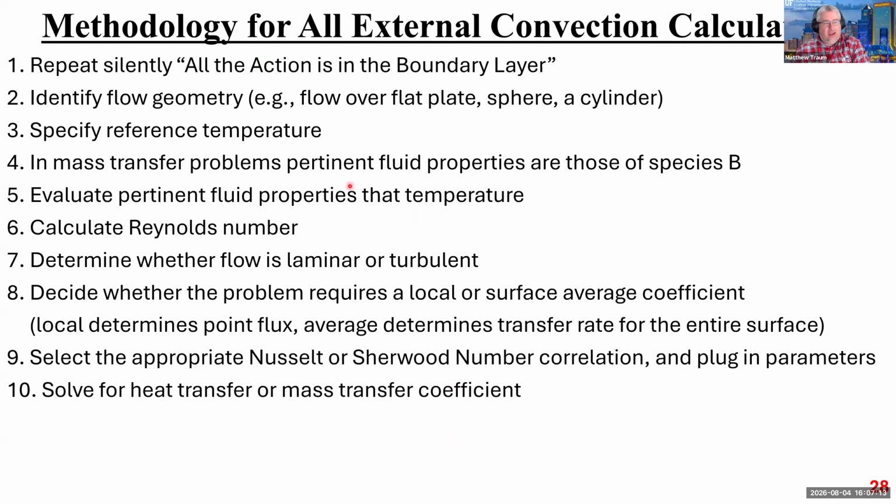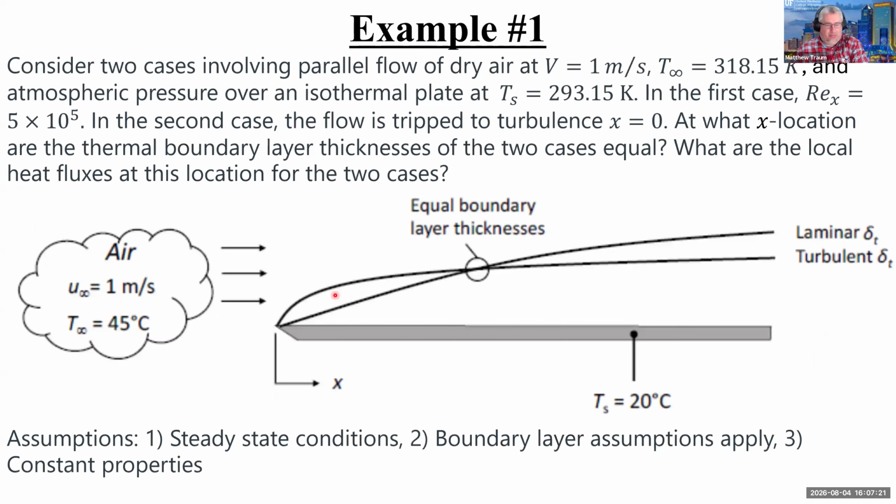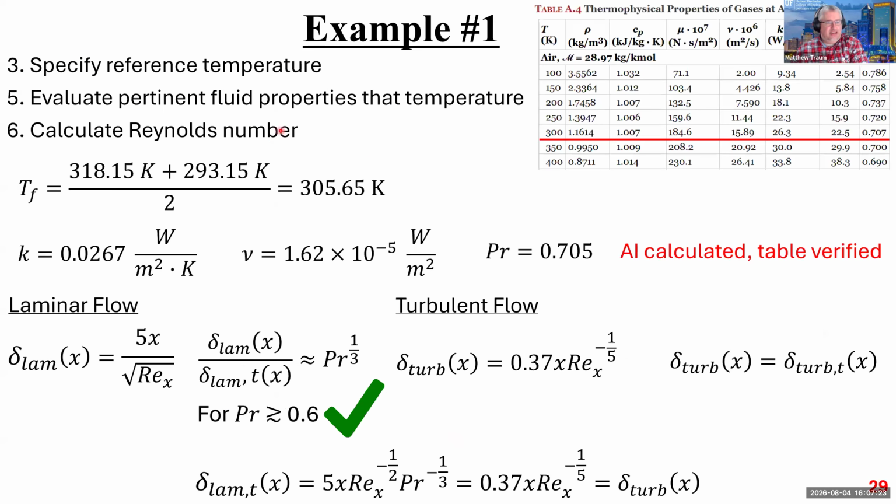So that's what we're going to do. We have already silently repeated to ourselves that all action happens in the boundary layer. We've also identified the geometry as flow over a flat plate, right? It's a flat plate, so we don't need to worry about that. Step 3 is specify the reference temperature.